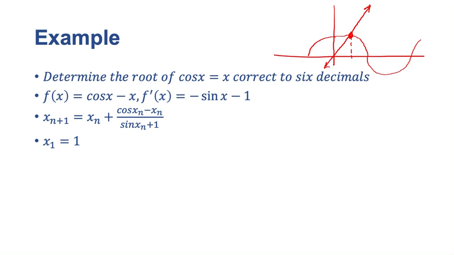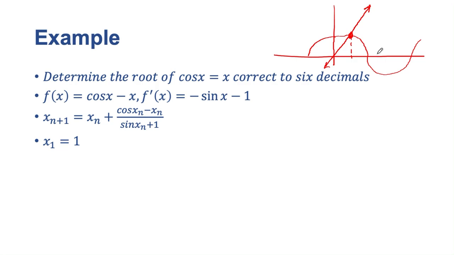So I'll give you a little bit of time, or pause the video to put this through your calculator, but to find it correct to 6 decimals, we're going to need to go to about 4 or 5 approximations using that formula. And while you're doing this, please be sure to set your calculator to radian mode, and that will give you the correct answer here.